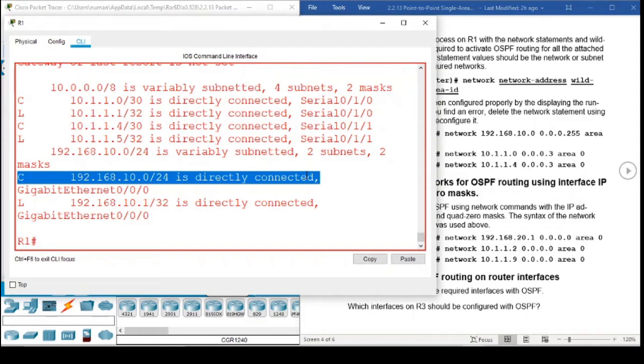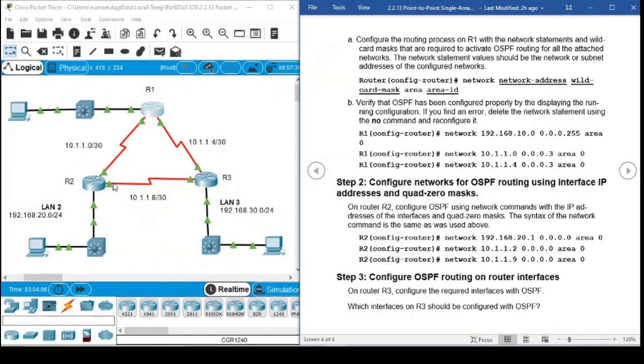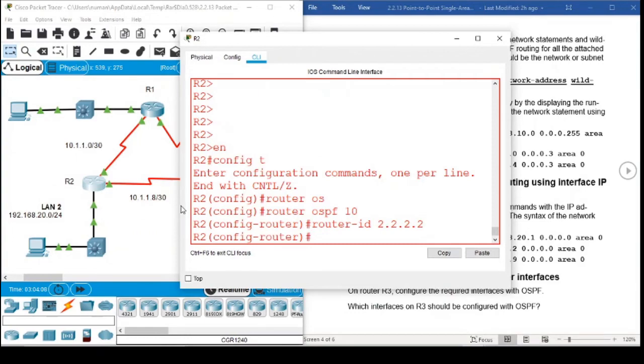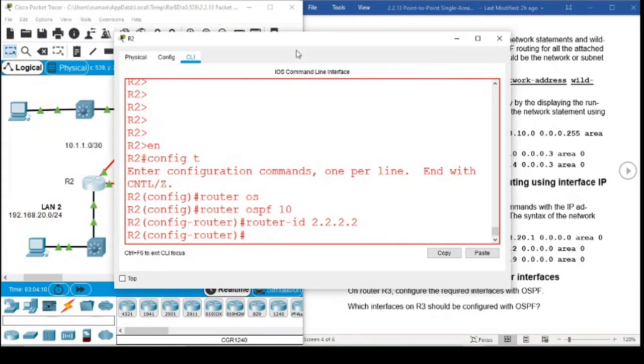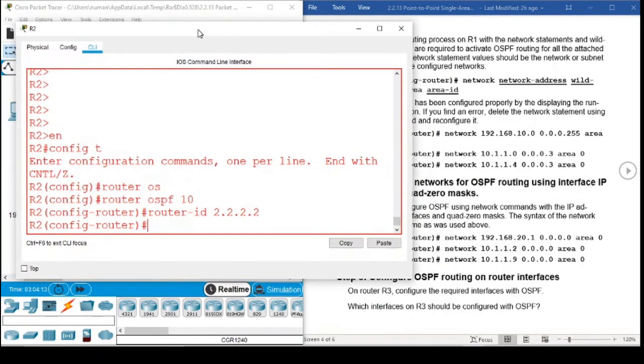What about you? Similarly we go to router 2, and we also configure the OSPF network addresses and the network command with the wildcard mask. Again for this R2 we have one LAN network, that is 192.168.20.1 with the wildcard mask. Okay, now what we do, we configure this router with the concept of quad 0.